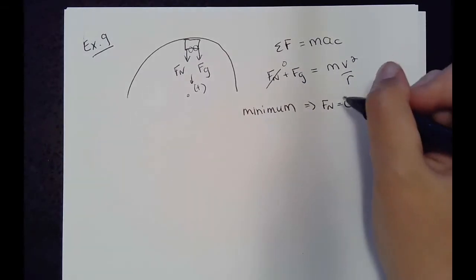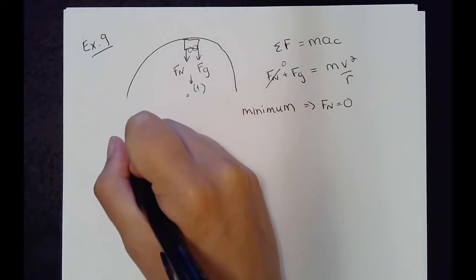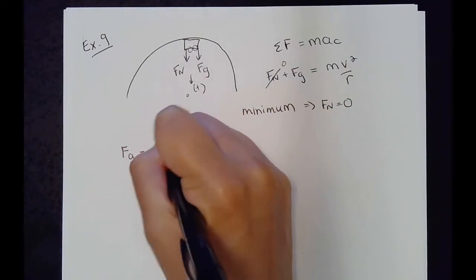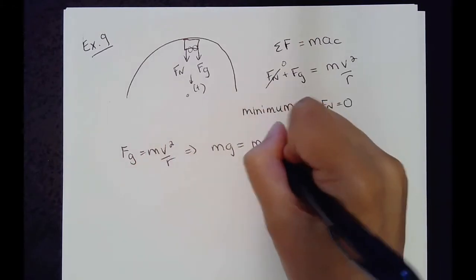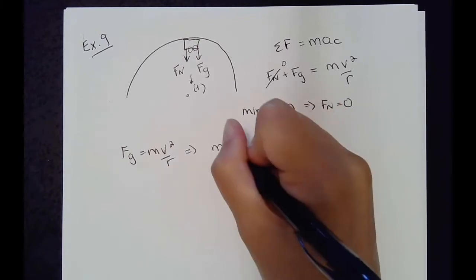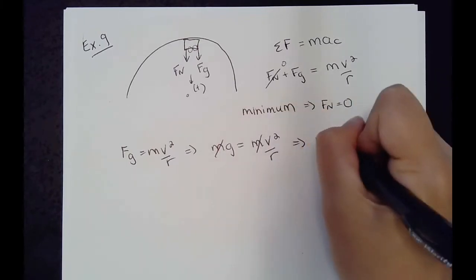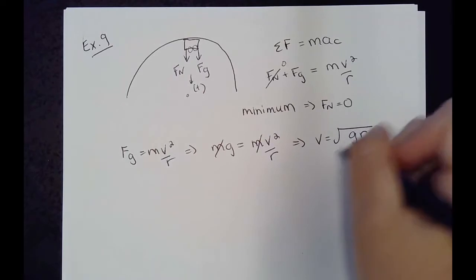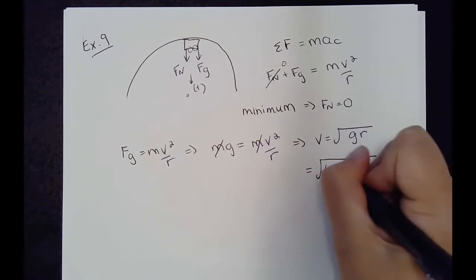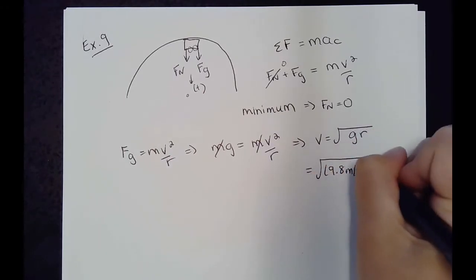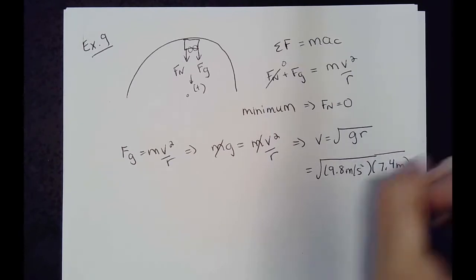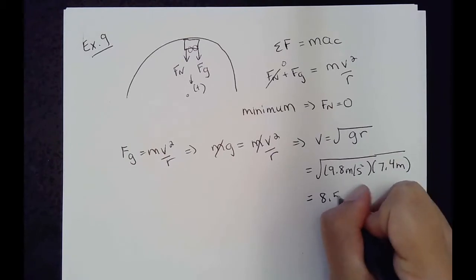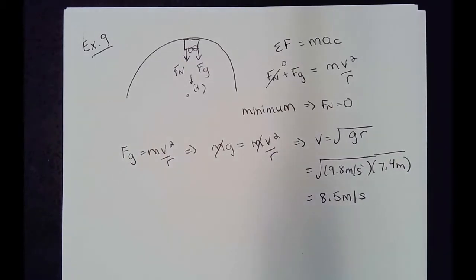So this is 0, so we have Fg equals mv squared over r. So mg equals mv squared over r. And again, we have v equals the root of gr. So this will be the root of 9.8 meters per second squared times 7.4 meters, which is 8.5 meters per second as the minimum speed for those passengers to be safe.